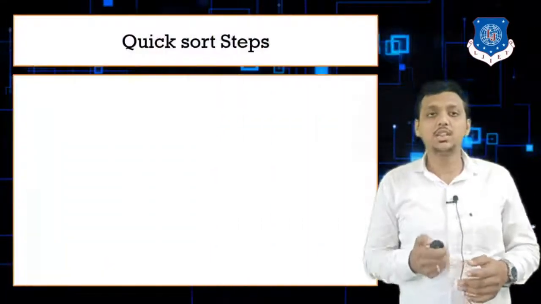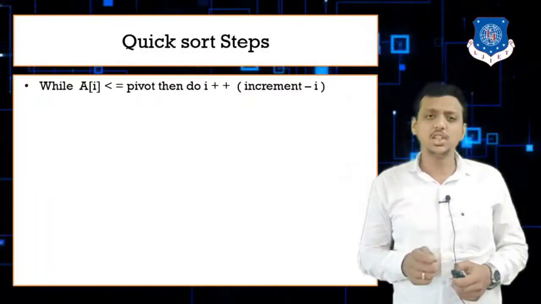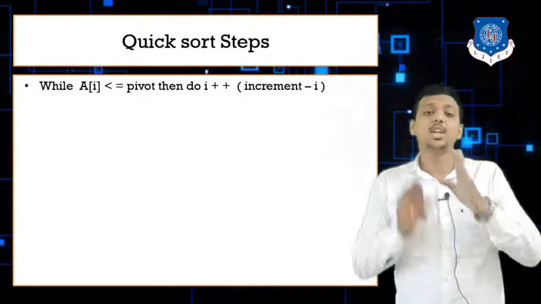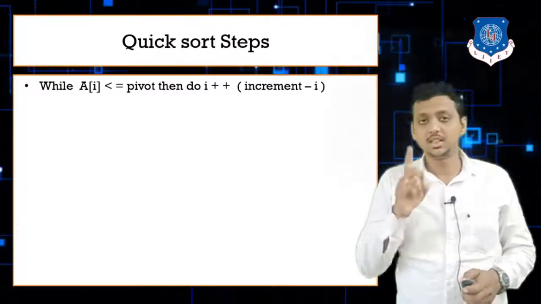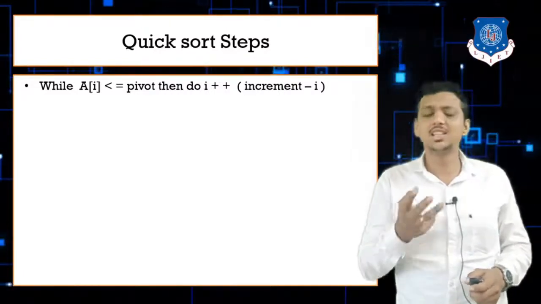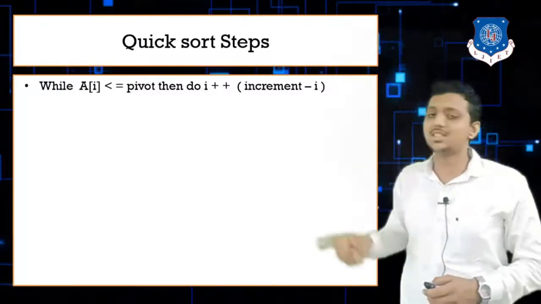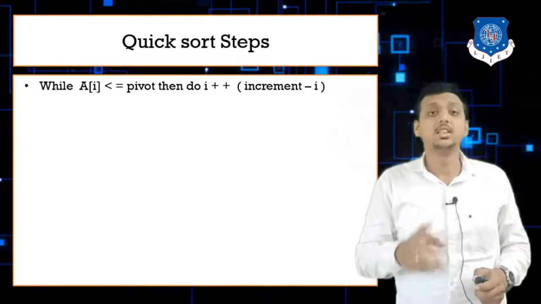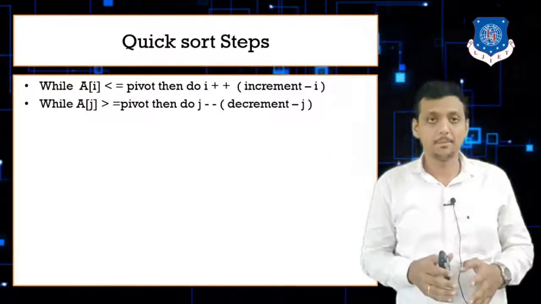So first we have the quick sort steps. What do we need to do here, students? The first condition is while A of I is less than or equal to pivot. Suppose A of I is less than or equal to pivot, then increment I. Just follow these three basic steps. That's enough for the quick sort algorithm. Just remember three basic steps. The first step is if A of I is less than or equal to pivot, then just increment I. Then if A of j is greater than or equal to pivot, then decrement j.